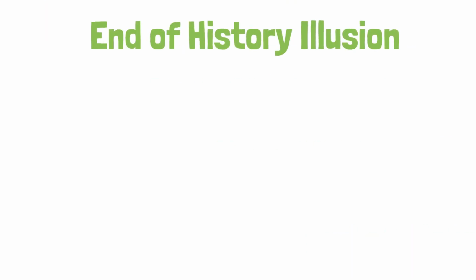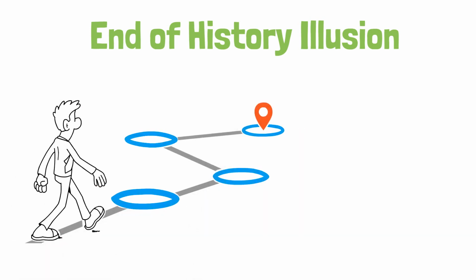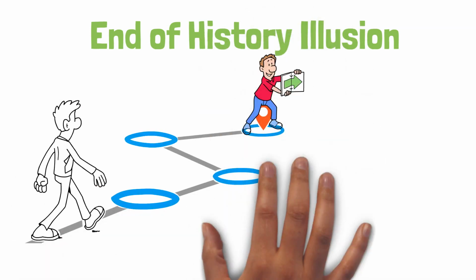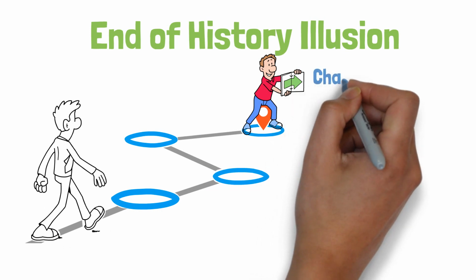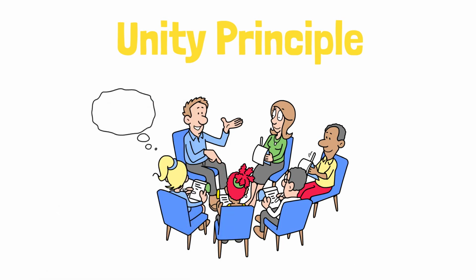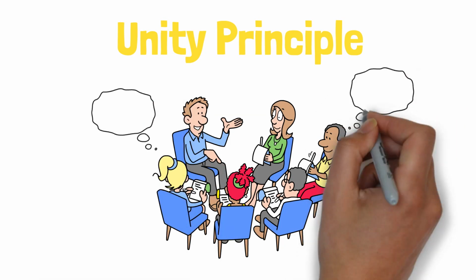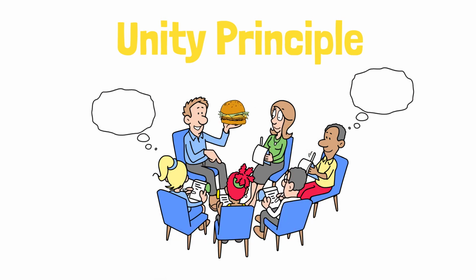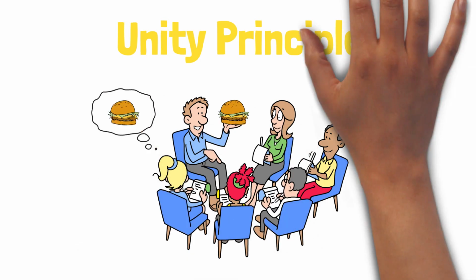The end of history illusion is when you believe who you are now is who you'll always be. Embracing change and recognizing that preferences and beliefs can evolve helps combat this illusion. The unity principle. The unity principle is being more persuaded by people you feel are part of your group. Making decisions based on information rather than who presents it can lead to more objective choices.